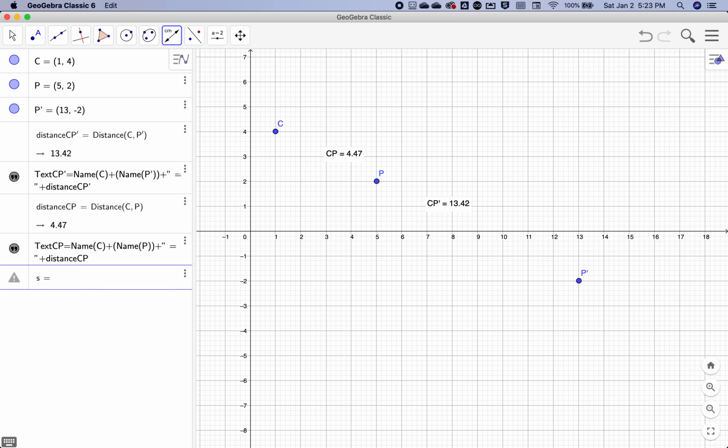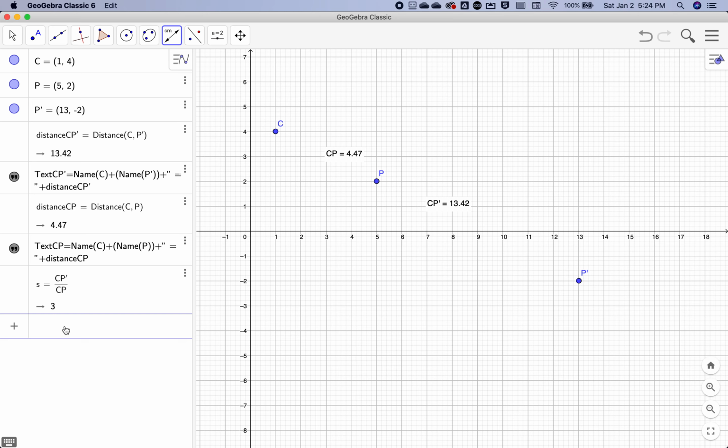I'm just going to say S is equal to, and I'll just type in C P prime divided by CP. And that tells us the answer is 3. This is called the scale factor. 3 is the scale factor of this dilation. The C is the center of dilation, and the scale factor means that it moves the point P to P prime with a factor of 3.